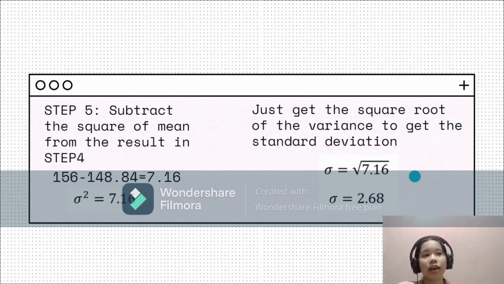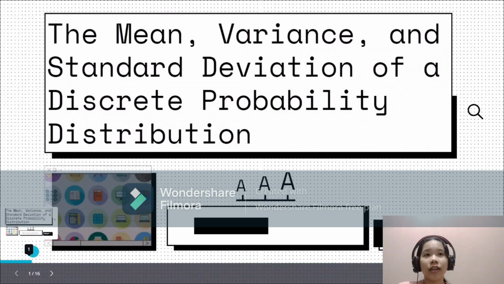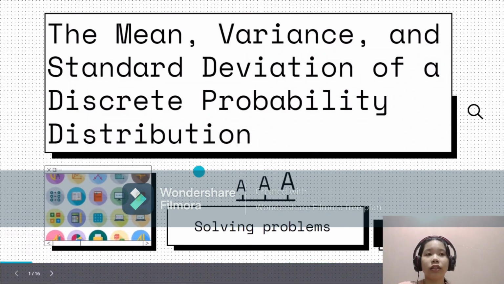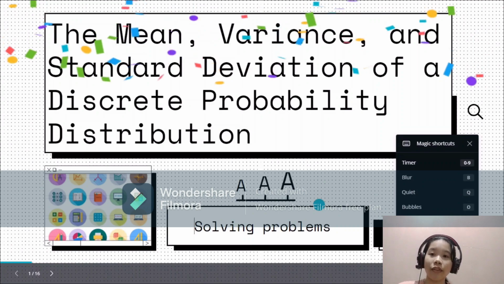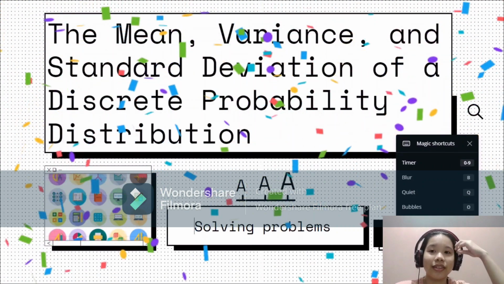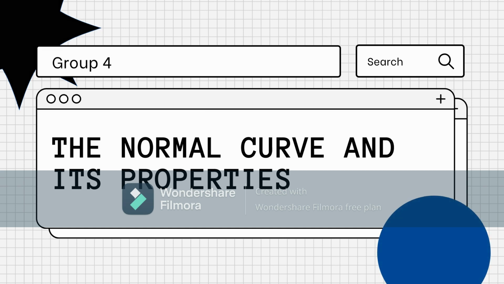So that's all, guys. I hope you learned something about getting the value of mean, standard deviation, and variance in a discrete probability distribution. Thank you for listening, and I hope you can use these lessons in the future and for your other lessons. So thank you. Our topic will be the normal curve and its properties.